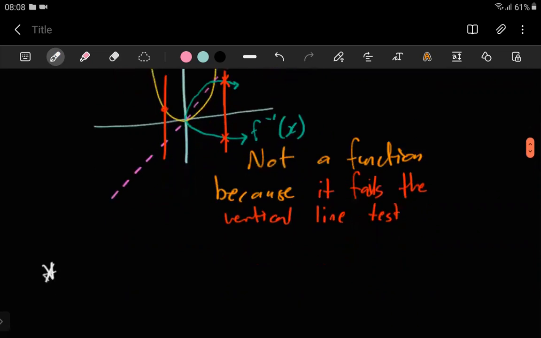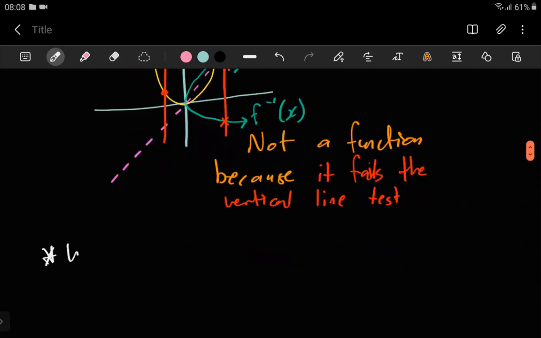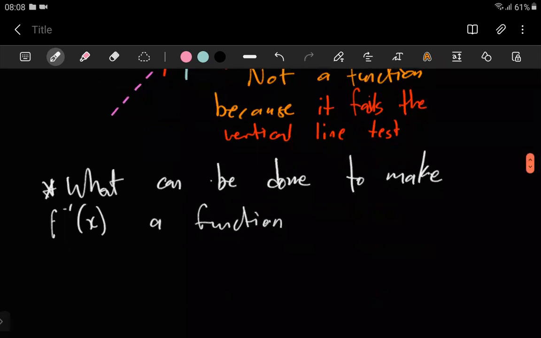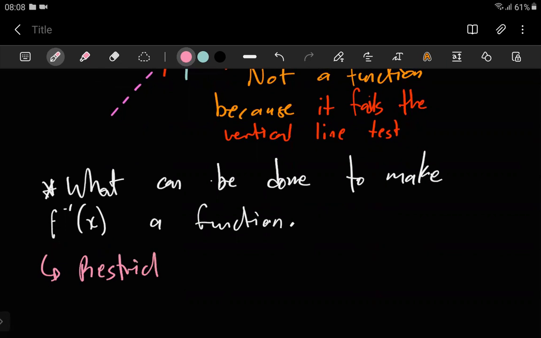Normally, if it's not a function, the follow-up question will be asking you, what can be done to make the inverse a function? And the answer is simple. It's always going to be the same answer all the time. The answer is restrict the domain of f of x.